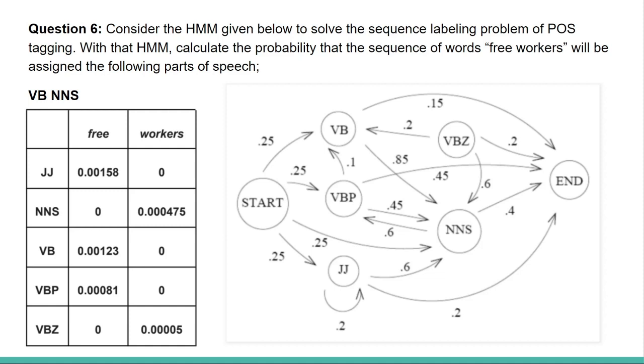So in question 6, we have: consider the HMM given below to solve the sequence labeling problem of POS tagging. With that HMM, consider the probability that the sequence of words "free workers" will be assigned the following parts of speech, VB and NNS. Here we are given a table containing all the emission probabilities, and this diagram contains the transition probabilities. So how would we solve this problem?